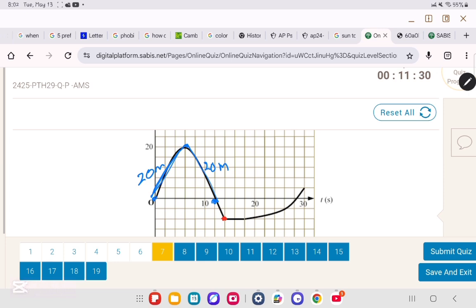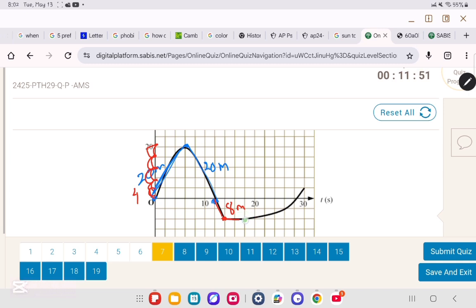From here till here, he moved a distance of what? Of 8 meters. You guys need to know how to use your graphs correctly. You can know that each block here is what? 4, based on the divisions. So 20 divided by 1, 2, 3, 4, 5. Each block is going to be 4. So if it's 2 blocks, it's going to be 8 meters. Here he did not move anything.